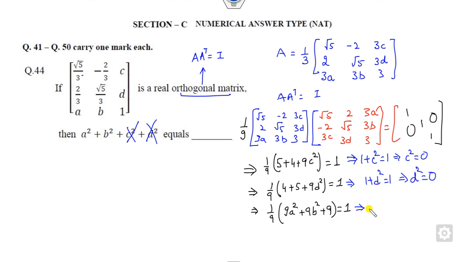From here you can see again, a squared plus b squared plus 1 is 1. So what is the meaning of that? a squared plus b squared is 0. So this value is also 0. So the right answer of this problem is 0. That's a simple task.